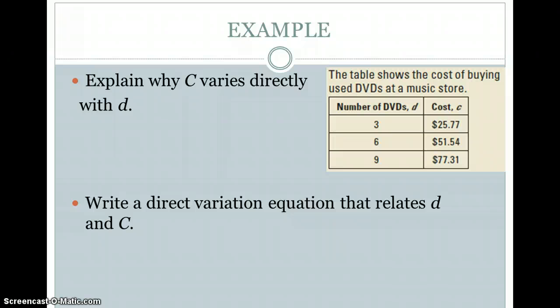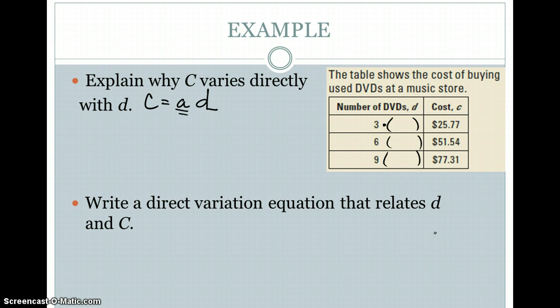This next one says, explain why C varies directly with D. So C is equal to some number A times D. Well, if that's true, then all I should have to do is multiply D by some constant of variation, which we call A, every single time, and I should get the same answer. So the question is, what can I multiply the D for all of these by in order to get these numbers?